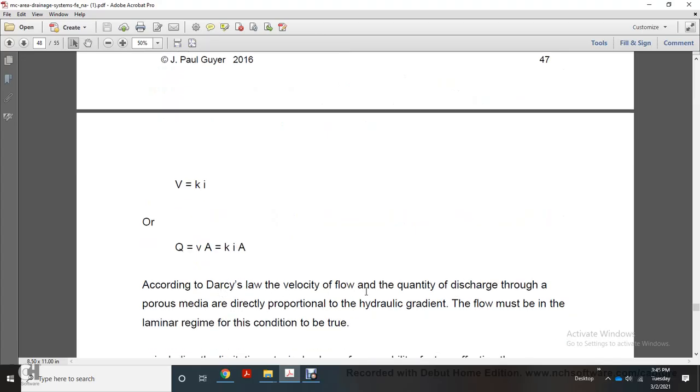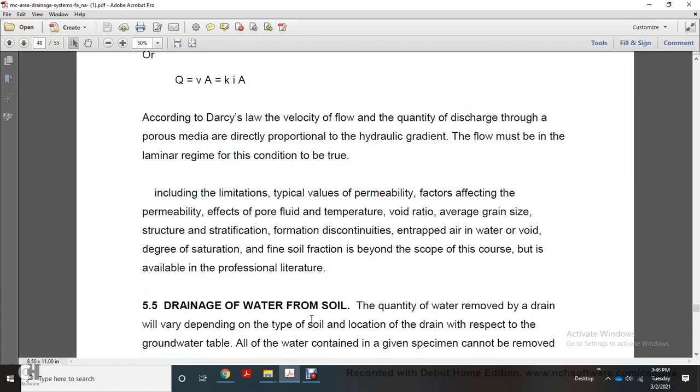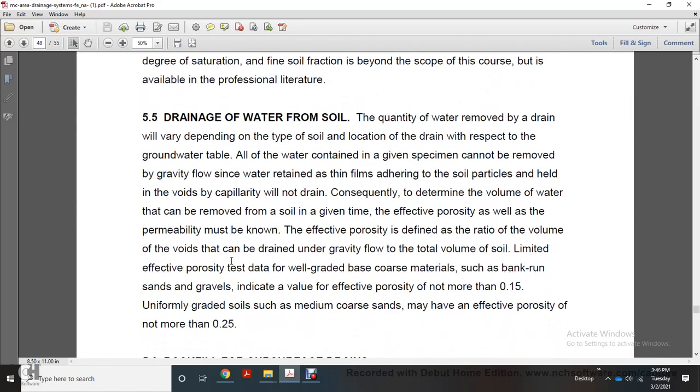Darcy's law relates the velocity of flow and the quantity of discharge through a porous medium, directly proportional to the hydraulic gradient. Flow must be in a linear regime for this to be true. Factors affecting the permeability include the effect of the pore fluid, temperature, void ratio, average grain size, structural stratification, formation discontinuities, trapped air in the water voids, degree of saturation, and fine soil fraction. Depending on the scope of the course, this is available in the literature.